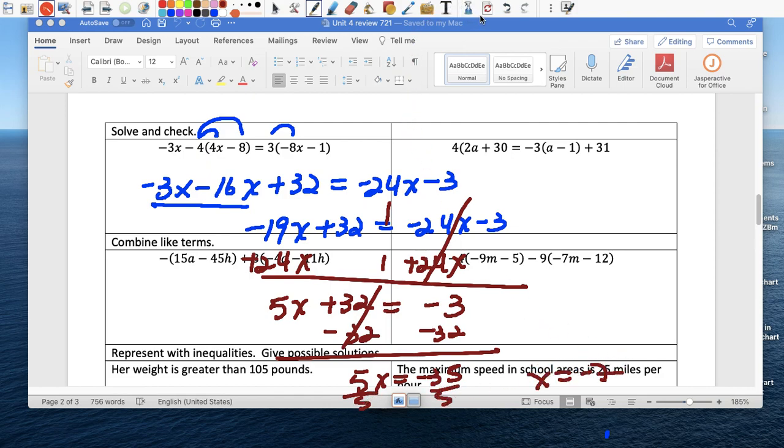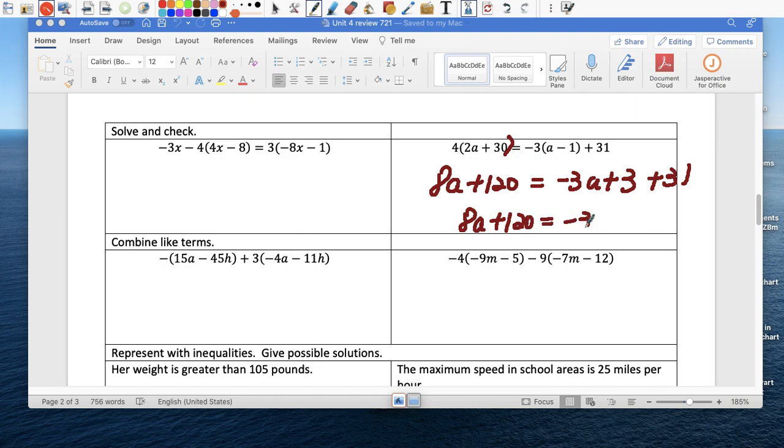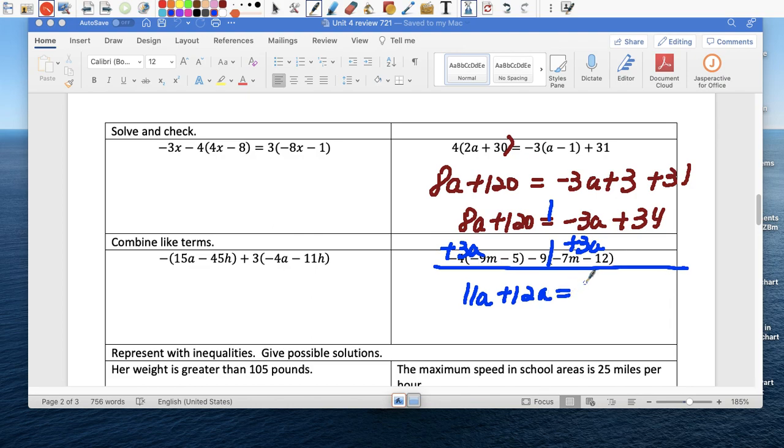You can do your own check. Next one, forgot the parentheses here. So we get 8a plus 120 equals negative 3a plus 4 plus 3 plus 31. On this side, I can't combine anything. On the other side, I combine these, I get 34. Again, variables on both sides. Let's get rid of negative 3a, so we'll do plus 3a on that side. Here's my wall, plus 3a on this side. That's 11a plus 120 equals 34.